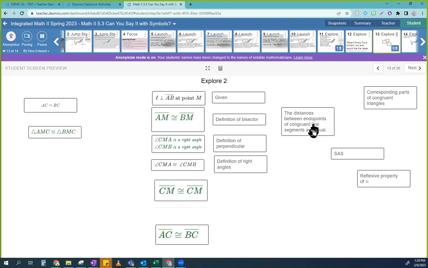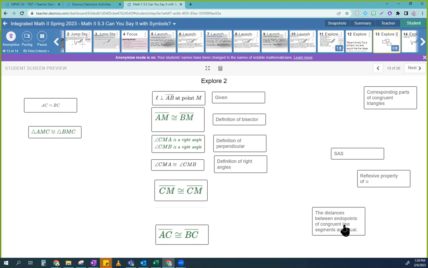It can't be this one because this is actually the distances between endpoints of congruent line segments are equal. This is not this. This is not. Yeah, it's reflexive. Reflexive property reminds me of a mirror.